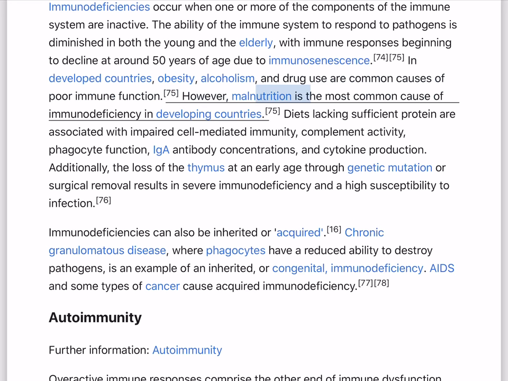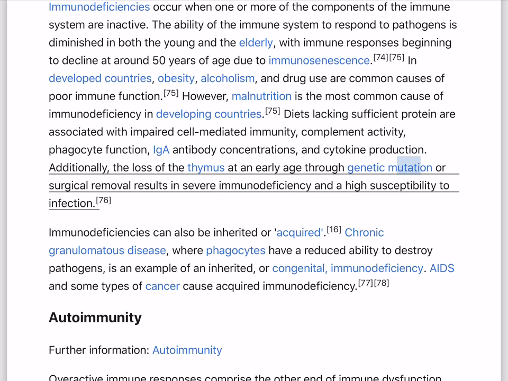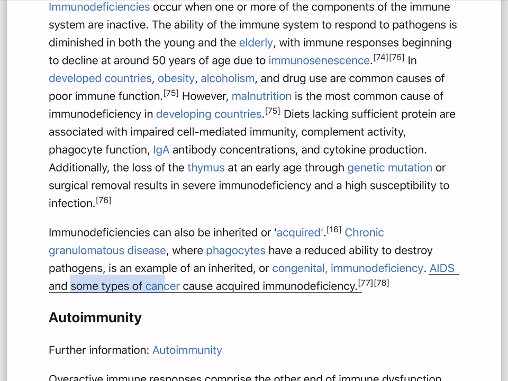However, malnutrition is the most common cause of immunodeficiency in developing countries. Diets lacking sufficient protein are associated with impaired cell mediated immunity, complement activity, phagocyte function, IgA antibody concentrations, and cytokine production. Additionally, the loss of the thymus at an early age through genetic mutation or surgical removal results in severe immunodeficiency and a high susceptibility to infection. Immunodeficiencies can also be inherited or acquired. Chronic granulomatous disease, where phagocytes have a reduced ability to destroy pathogens, is an example of an inherited, or congenital, immunodeficiency. AIDS and some types of cancer cause acquired immunodeficiency.